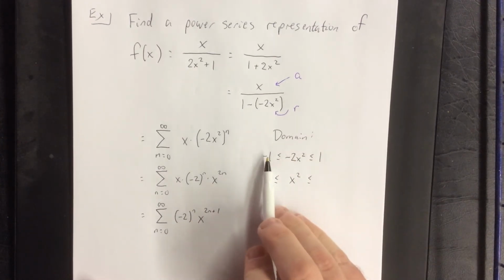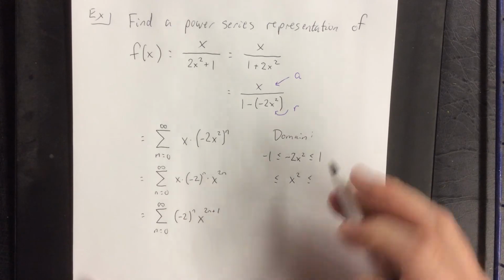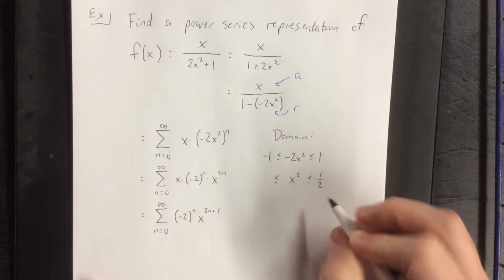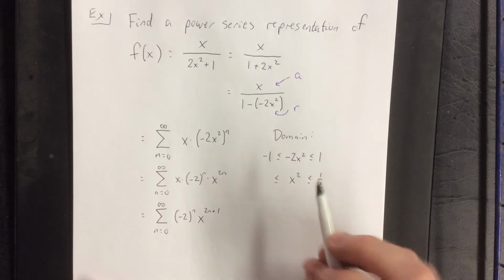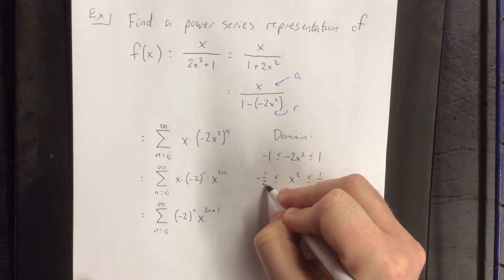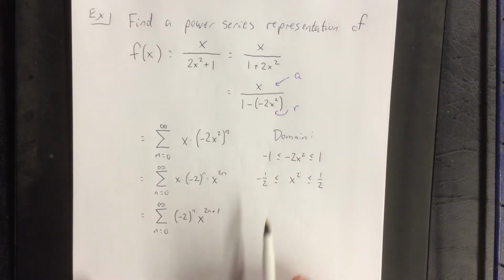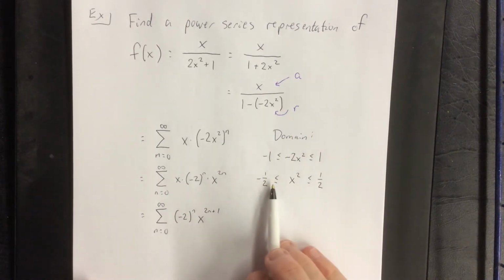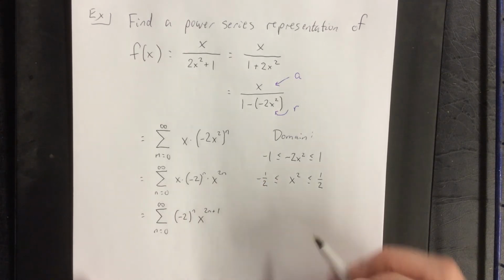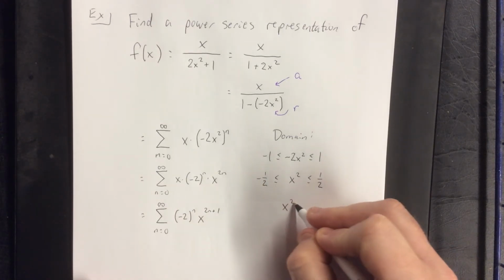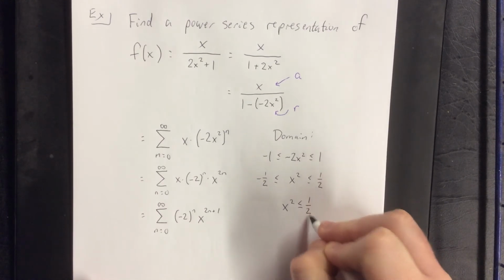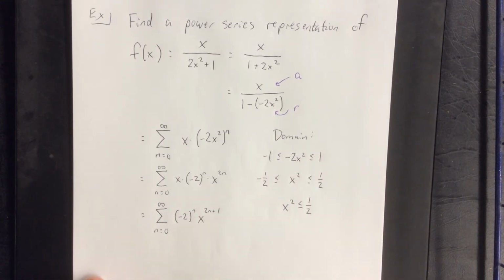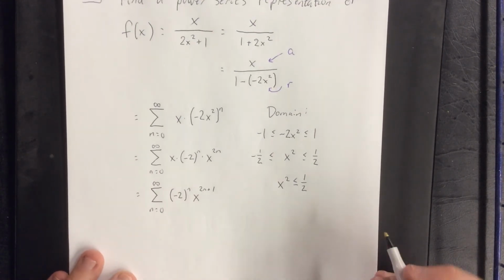Dividing negative 1 by negative 2 will give us positive 1/2 and reverse this sign, so that's now over here. And dividing 1 by negative 2 is going to give us negative 1/2 and reverse the sign, so that winds up over here. Now saying that something squared is greater than or equal to a negative value is superfluous and redundant, much like the statement superfluous and redundant. So we can just say that x squared is less than or equal to 1/2.